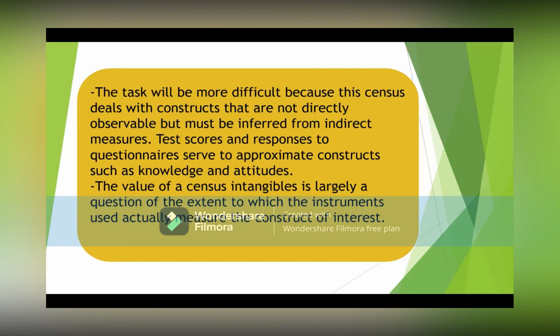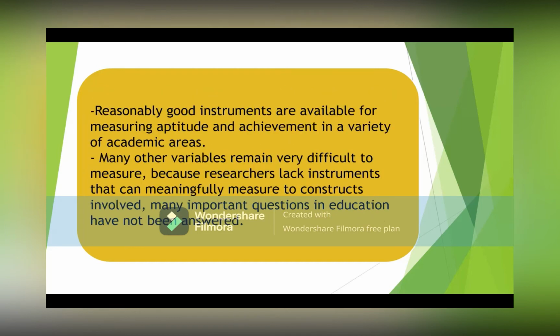The value of a census of intangibles is largely a question of the extent to which the instruments used actually measure the construct of interest. Reasonably good instruments are available for measuring aptitude and achievement in a variety of academic areas. Many other variables remain very difficult to measure because researchers lack instruments that can meaningfully measure the constructs involved. Many important questions in education have not been answered.